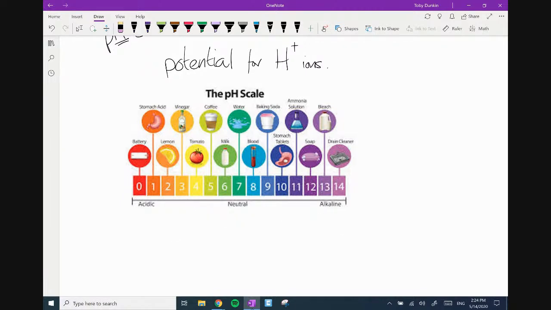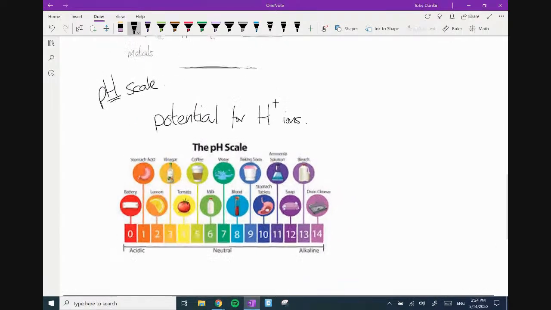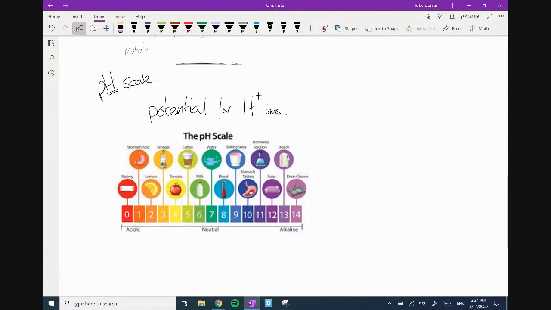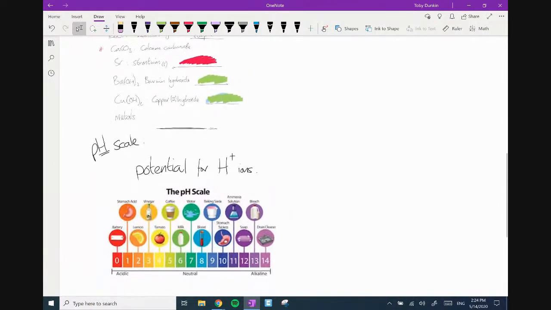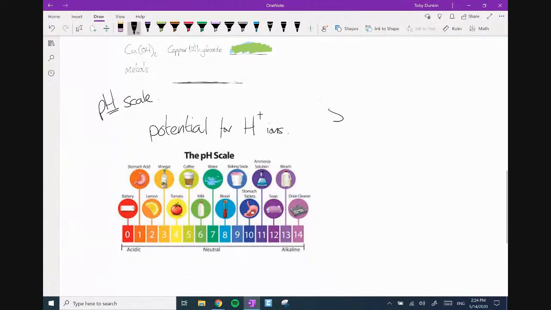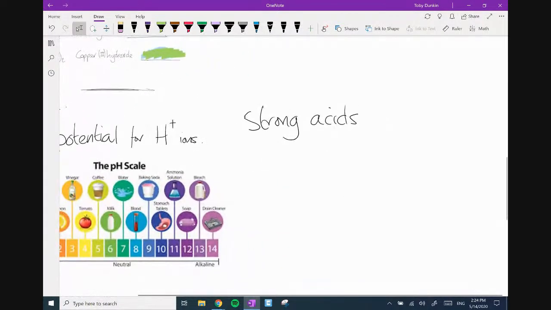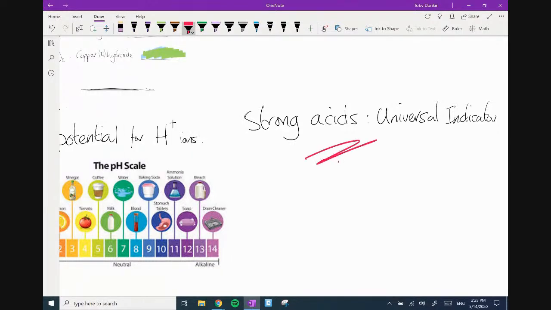It is not how the game works. But you do need the colors. Yeah, we do need the colors. You guys do need to know that a strong acid will turn red with universal indicator, which is where all the colors come from. We still need this for GCSE. Yeah, strong acids go red. We all know this.